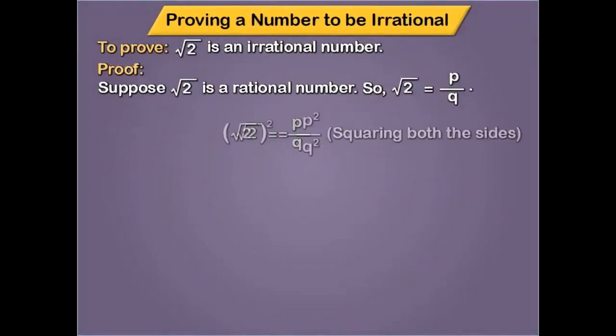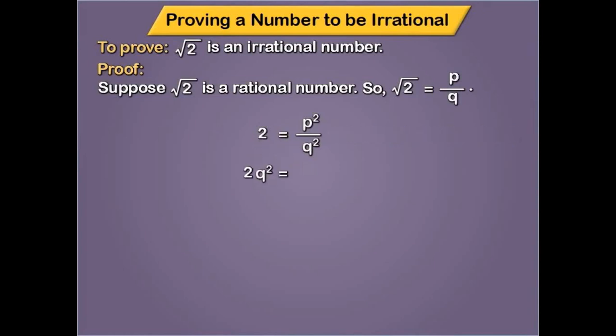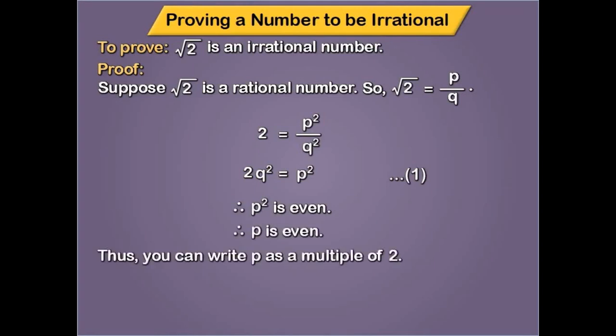Next, square both sides of the equation. Thus you get 2 is equal to p square by q square. From here you get 2q square is equal to p square. As the expression on the left-hand side is a multiple of 2, you can say that p square is even, which further means p is even. Thus you can write p as a multiple of 2. Let p is equal to 2k, where k is an integer.